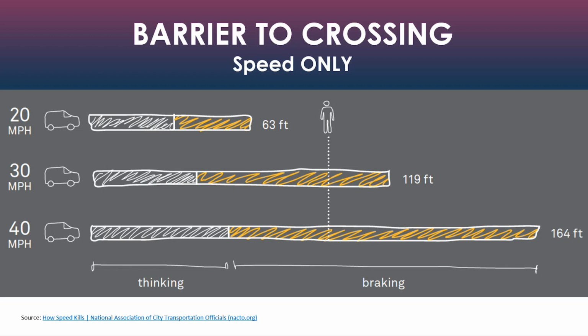But the speed of the vehicles provides that barrier to crossing as well. So you start looking at what's an acceptable gap and how people can judge, and as speed increases, it becomes harder to judge. Not only is it a safety issue, but it starts making a mobility issue as well, because of that barrier to crossing for the pedestrians.